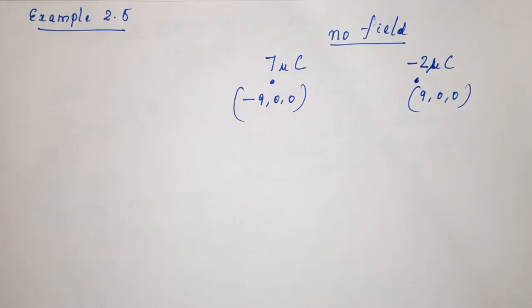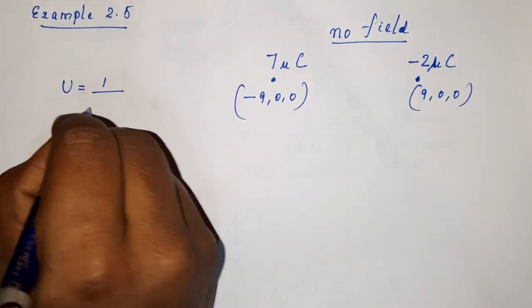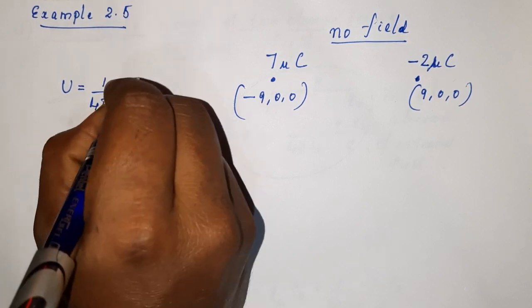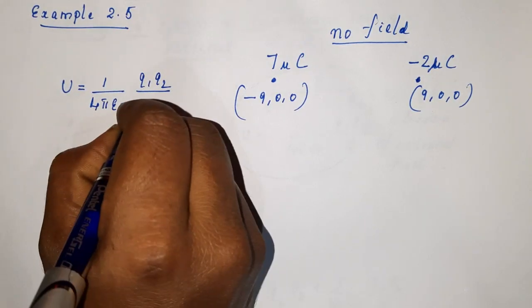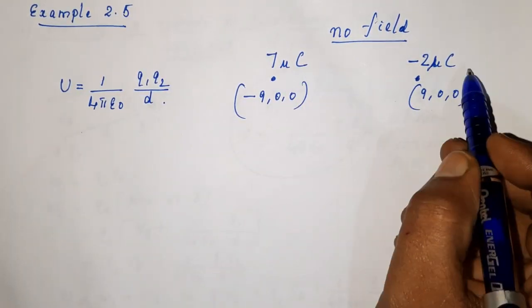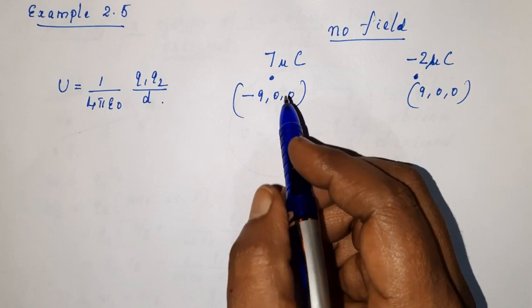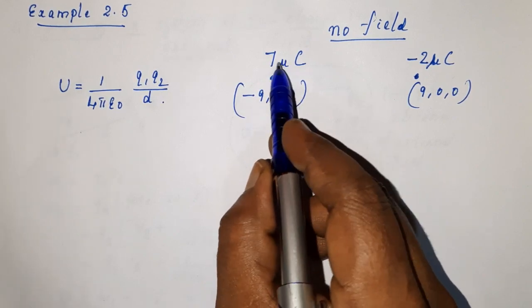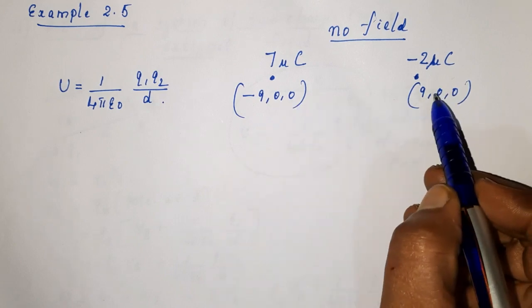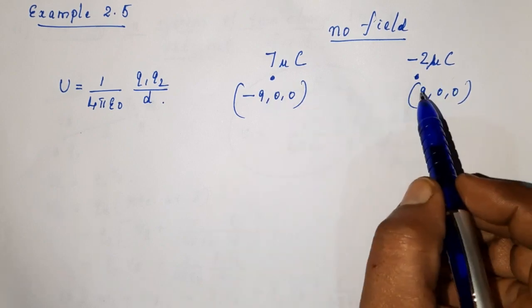In the first part of this problem, we are asked to find the potential energy in the absence of electric field. So what is the expression for potential energy in the absence of electric field for a two-charge system? 1 by 4 pi epsilon 0 Q1 Q2 by D. Q1 is equal to 7 microcoulomb and Q2 is minus 2 microcoulomb. The distance is not given directly. 7 microcoulomb is at minus 9 cm and minus 2 microcoulomb is at 9 cm. So what is the separation between the two?